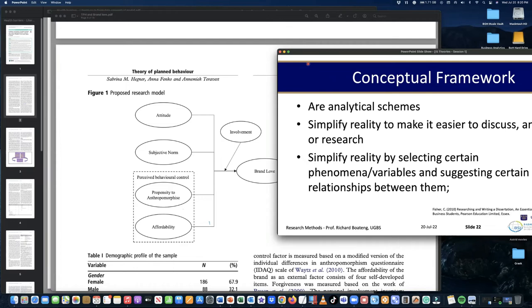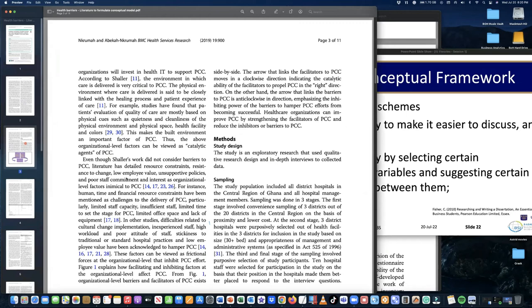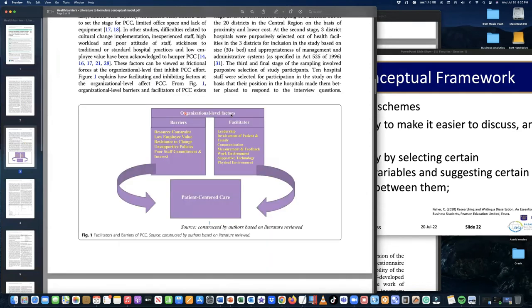Okay. Now let's look at an example. We were looking at this example earlier. Okay, look at this one. He reviewed the literature and found barriers. And then in another literature, he found a facilitator. And he called them the organizational level factors that can facilitate and be a barrier to patient-centered care. And he drew it himself, that this one will have an effect.